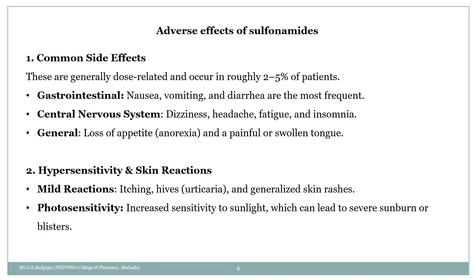Let us discuss the adverse effects of sulfonamides. Common side effects are dose related, which occur in roughly 2 to 5% of patients. The common side effects include gastrointestinal side effects like nausea, vomiting, and diarrhea, while central nervous system side effects include dizziness, fatigue, insomnia, and in some patients there is loss of appetite and painful or swollen tongue.